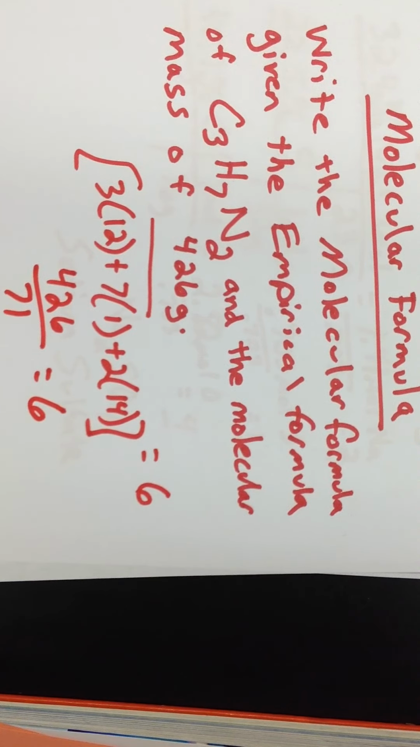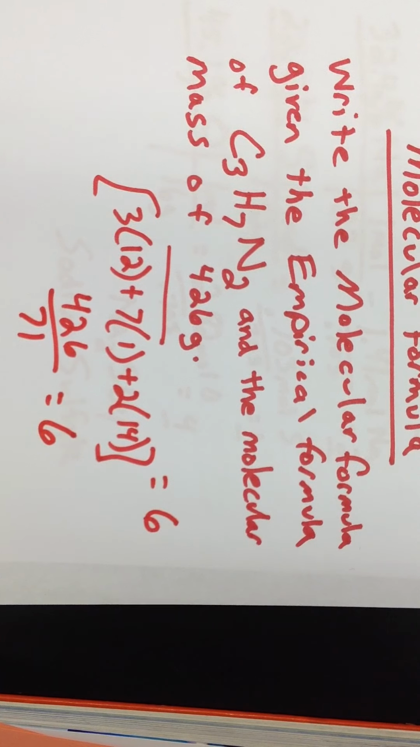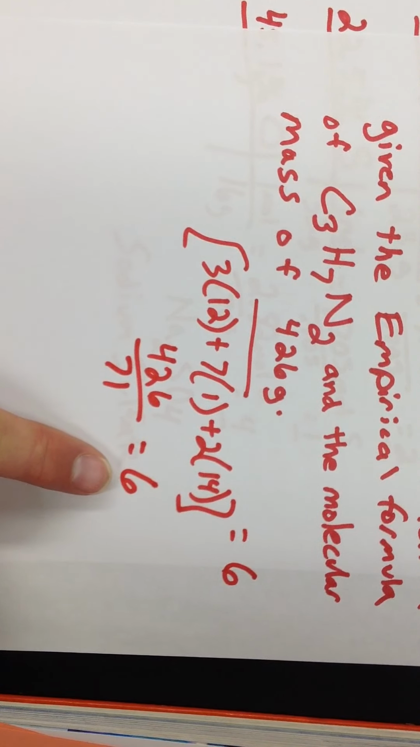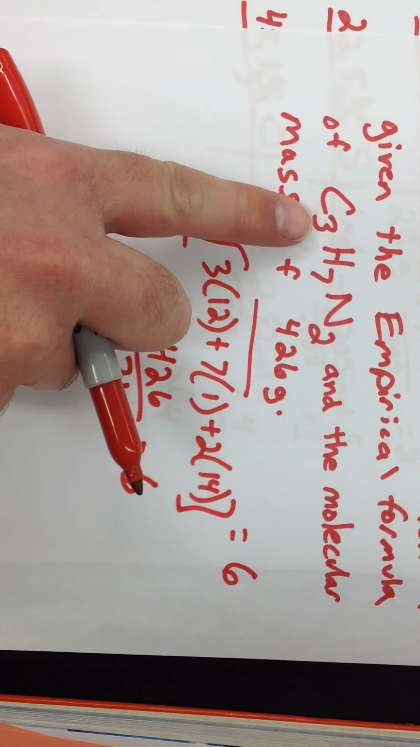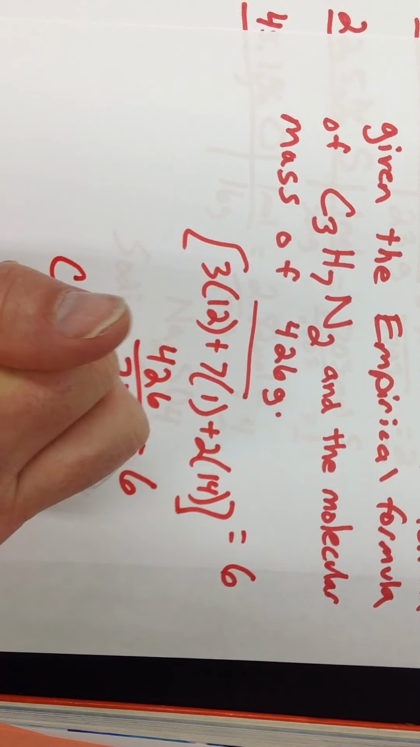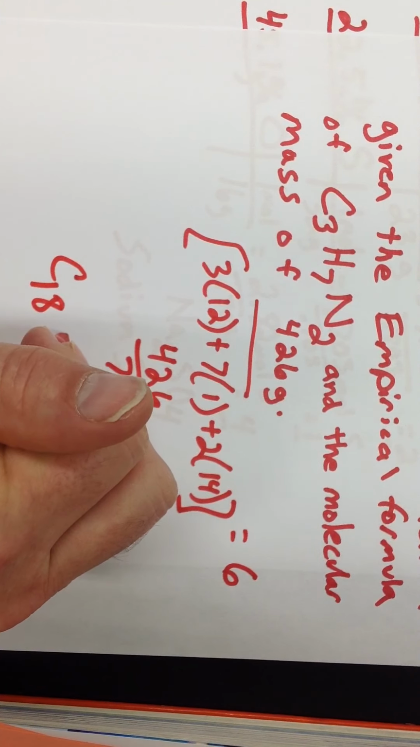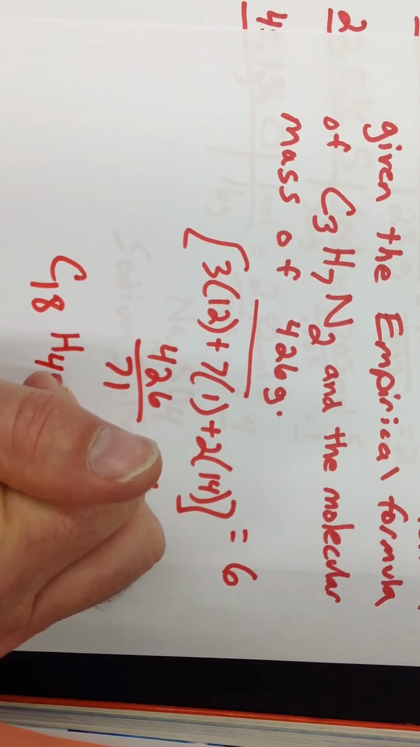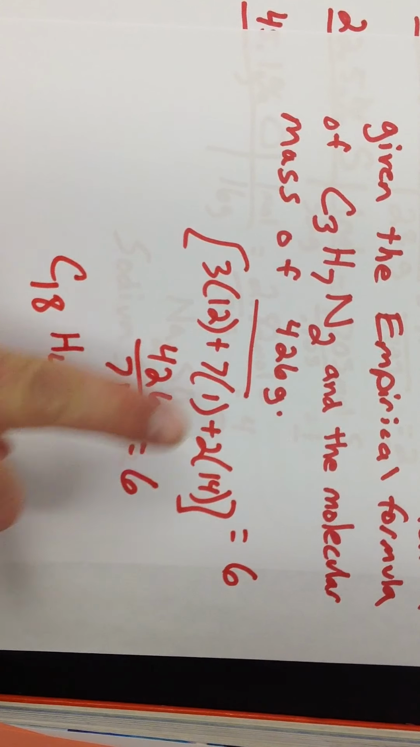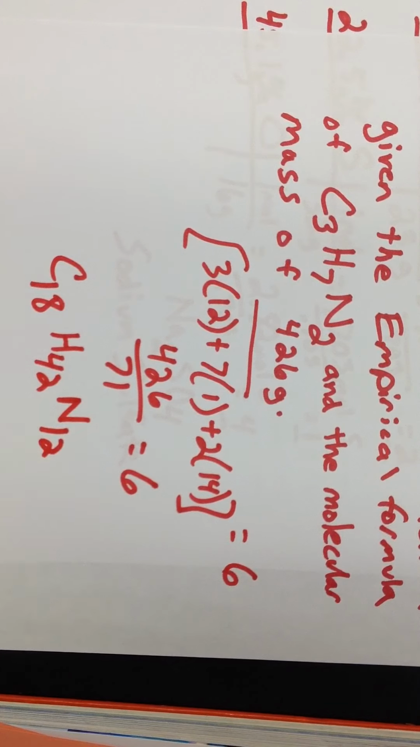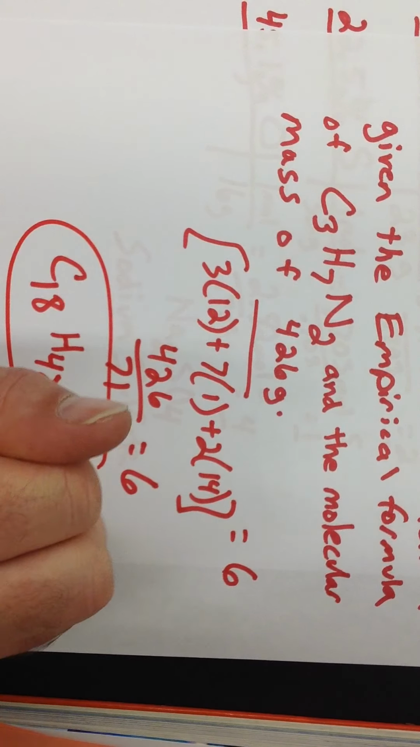Now, the question always comes to this point, what do I do with that 6? You're going to distribute it. So you're going to say 6 times 3 to get C18. 6 times 7, whoa, this is going to be a big number here, H42. And then 6 times 2 is simply 12. You're not going to be able to name that, but that is your final molecular formula.